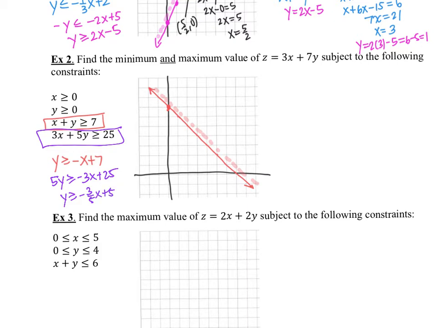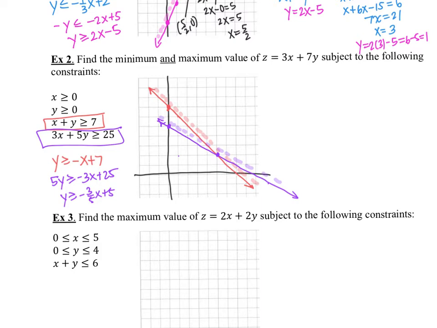The y-intercept is 5: 1, 2, 3, 4, 5. Down 3 over 5: 1, 2, 3, 4, 5. I'm going to go again. 1, 2, 3, 4, 5. Is this solid? This is solid. Okay, let's see. I am greater than, so I want to be above the purple line. And I also want to stay in quadrant 1.